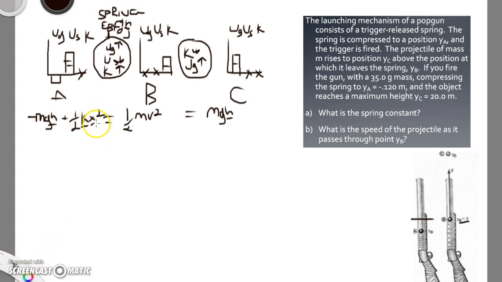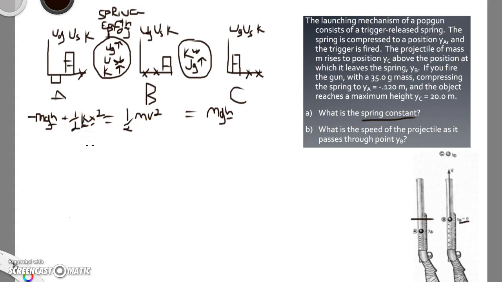We do know what X is. That's how far the spring is stretched or compressed. We know that from right here. And then we don't know how fast it's moving at that equilibrium spot. Okay, so part A asks what the spring constant is, so we want to solve for K right here.